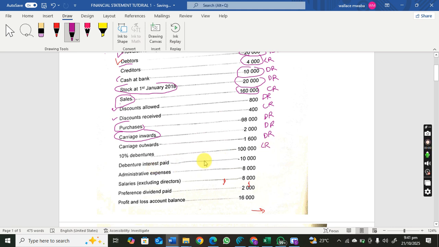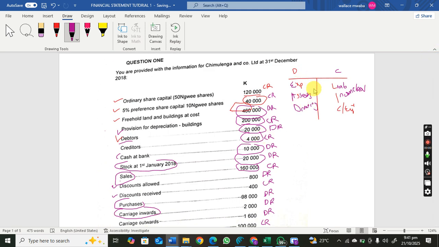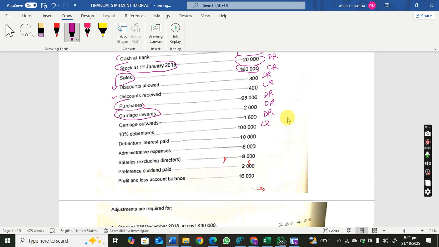Debenture interest paid, this is an interest expense. Okay, and as we can see from our diagram with the double entry rules, expenses are debited, so you debit. Administrative expenses, we can see this is already an expense, so you also have to debit. Even salaries, another expense. Preference dividend paid, this is also an expense. You are paying the preference shareholders.